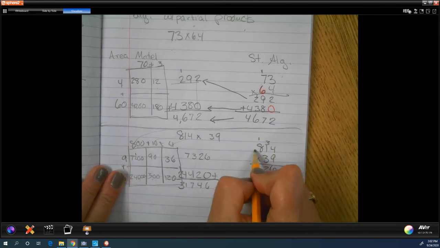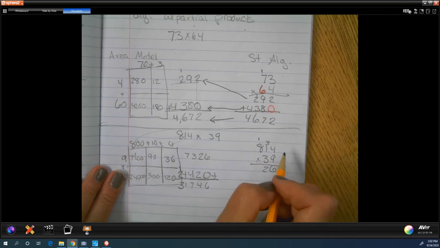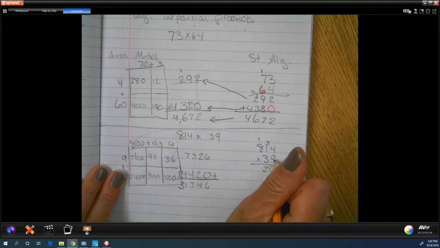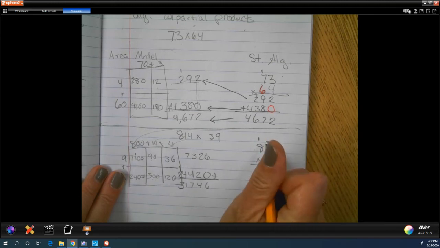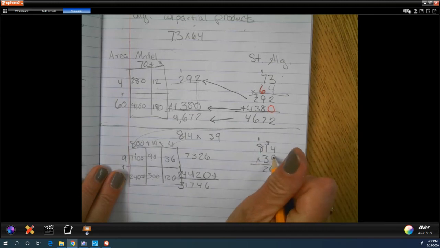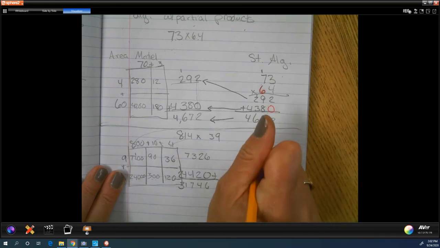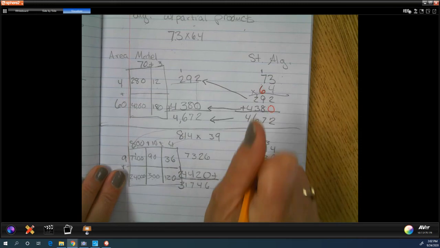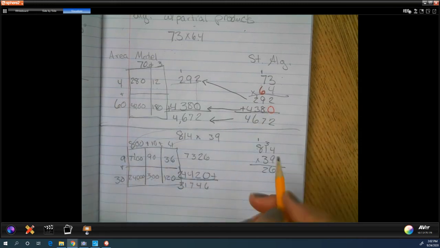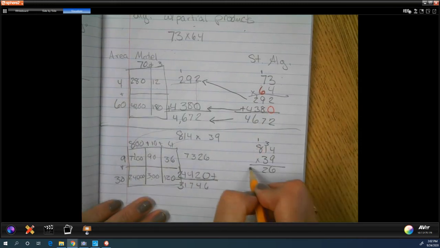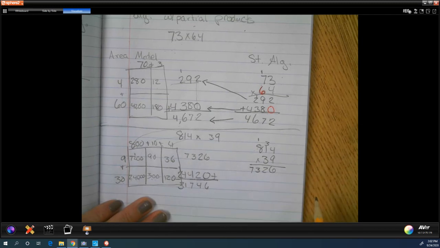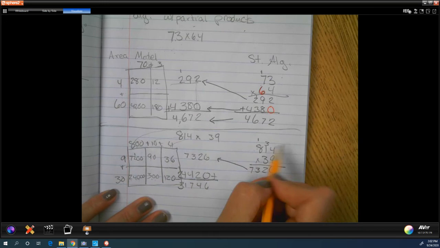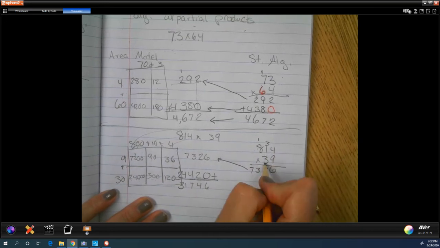9 times 8 is, gosh, my brain's slow today. 9 times 8 is 64, 65. No, that's not right. 9 times 8 is 72. Yes, 9 times 8 is 72. Plus 1 more is 73. Yay! Partial product, match.